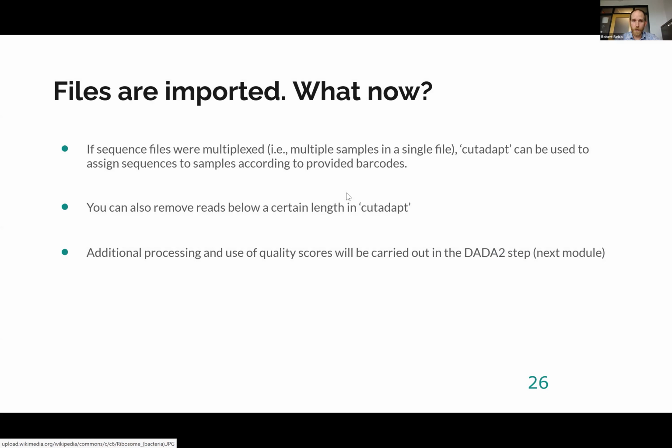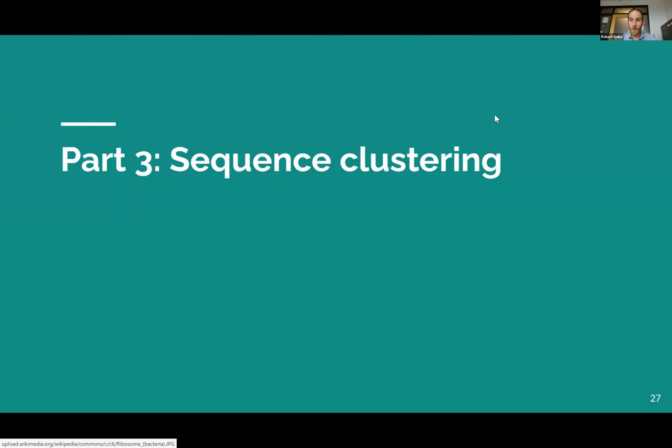Okay, so files are imported, you've done that. If the files were multiplexed, so if you had multiple runs in a sequence file or multiple samples in a file, then you can use tools like cutadapt to assign sequences to samples according to barcodes. You can also remove reads, again, that's sort of QC filtering. And then what's commonly done now is the DADA2 clustering algorithm will actually do some of that quality-based analysis as well. Speaking of clustering, it is time to hand over to Diana.